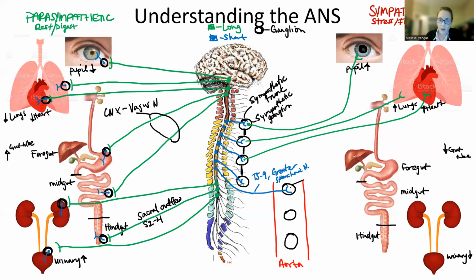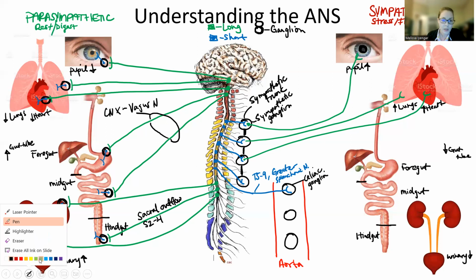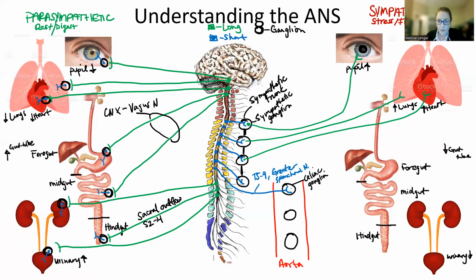Okay, so my greater splanchnic nerve is going to hit my celiac ganglion. Then I'm going to have my postganglionic neuron that is going to be a little bit longer, and that's going to hit my foregut structures. So T5 to T9, greater splanchnic nerve, celiac ganglion, foregut.